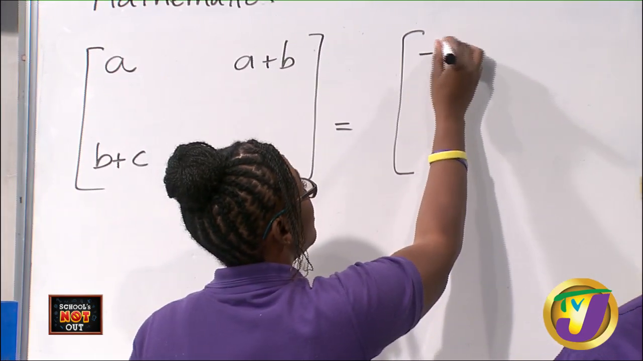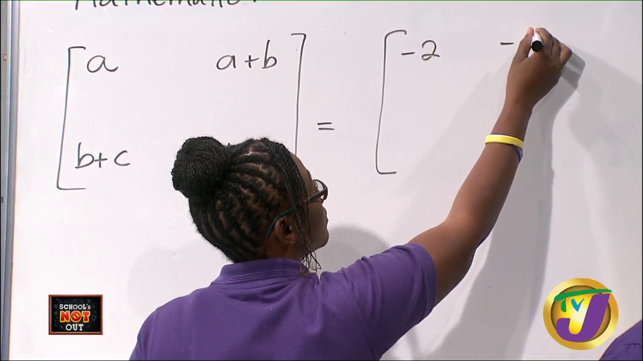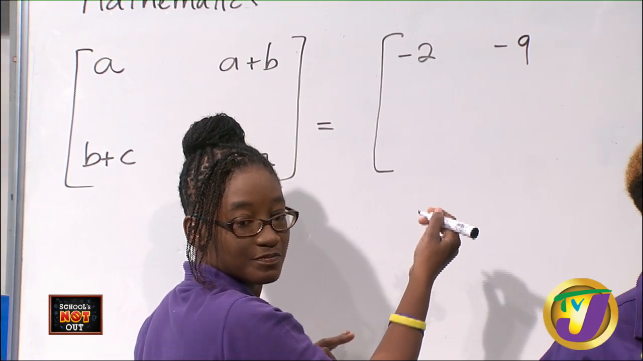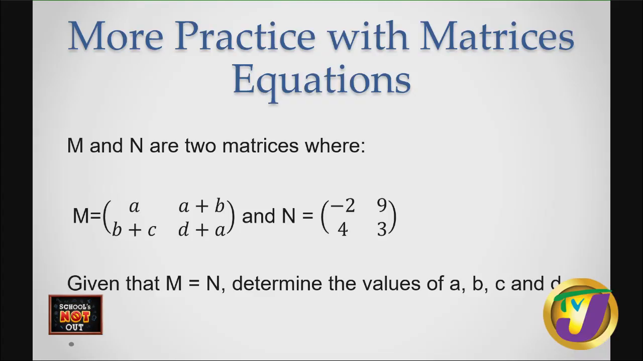And then N is equal to -2, 9, 4, 3. So given that M equals N, determine the values of A, B, C, and D.